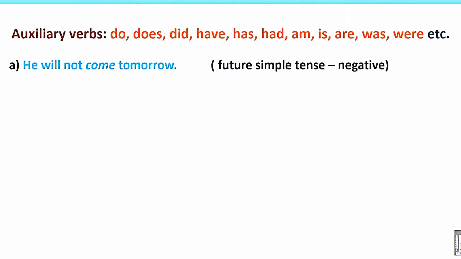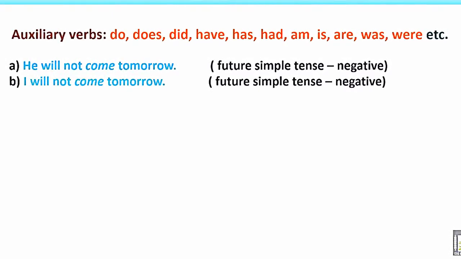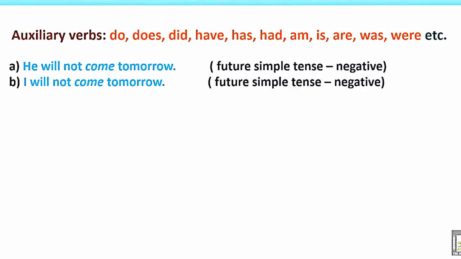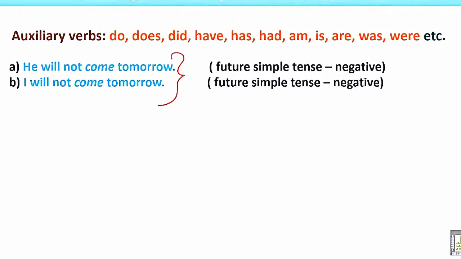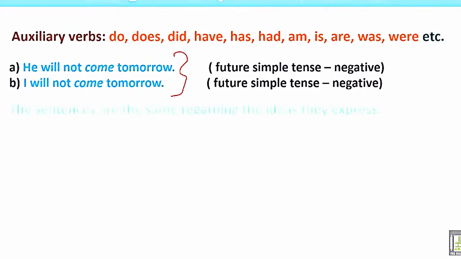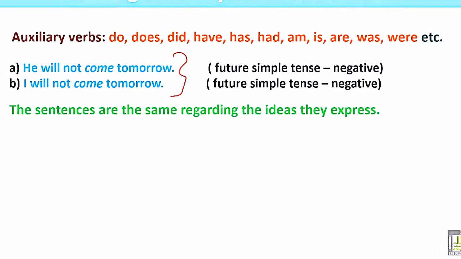There are other two examples. He will not come tomorrow. I will not come tomorrow. Both these two sentences are in the future form, but they are in the negative form. They are having the same ideas.